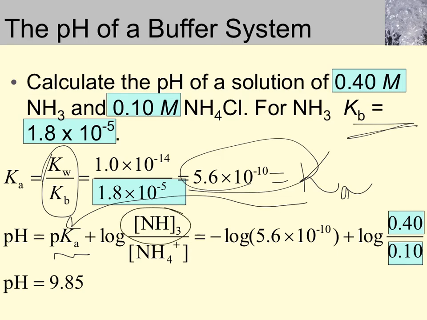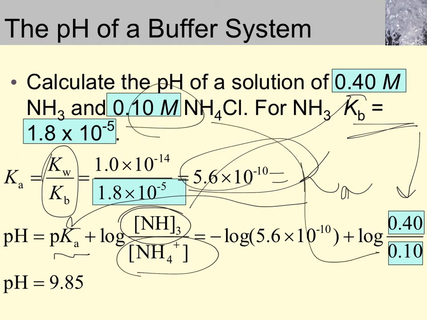And remember that the base form of the conjugate pair always goes in the numerator. Okay? And that is 0.4. And concentration of the conjugate acid, 0.1, goes in the denominator. And now we get a pH of 9.85, which again is quite close to the exponent 10.